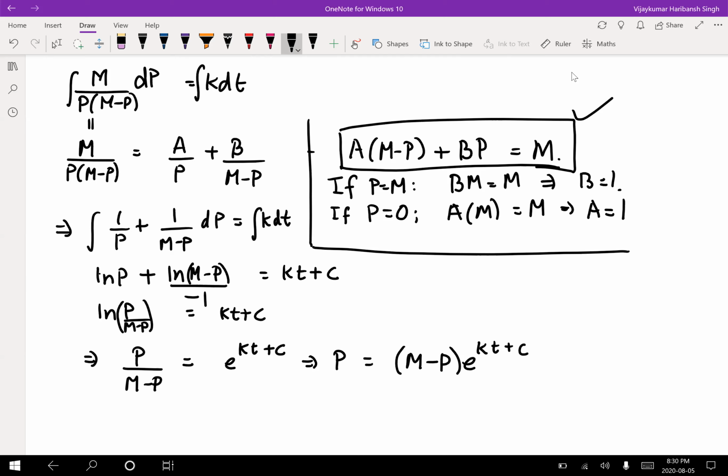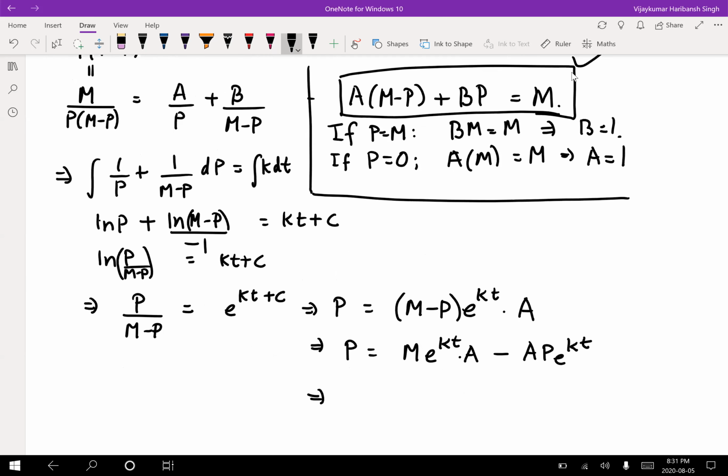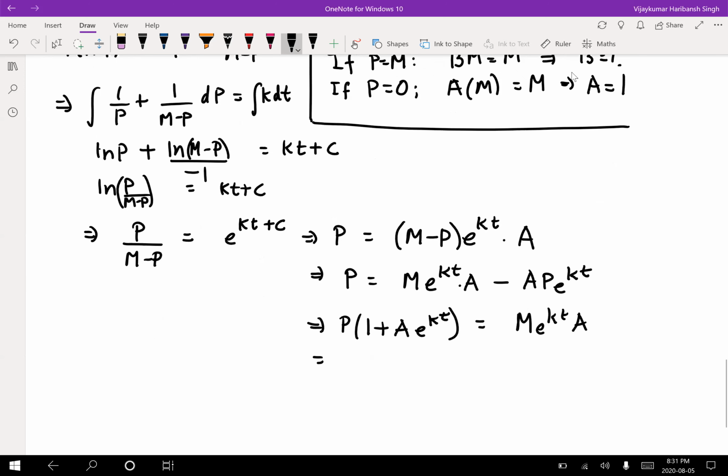So what we want is the following. We want to solve for p now. Let's call e to the power c as a. So we get p equals m e to the power kt times a minus a p e to the power kt. Bring this on the other side. So we get p times (1 plus a e to the power kt) equals m e to the power kt a. And this would imply p equals m e to the power kt a over 1 plus a e to the kt.